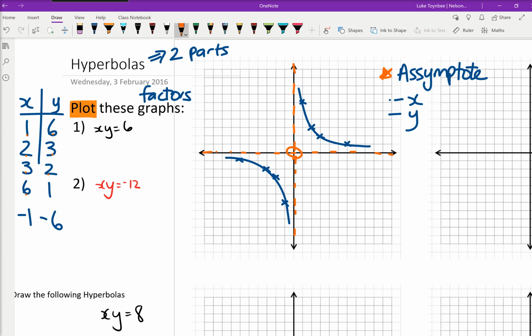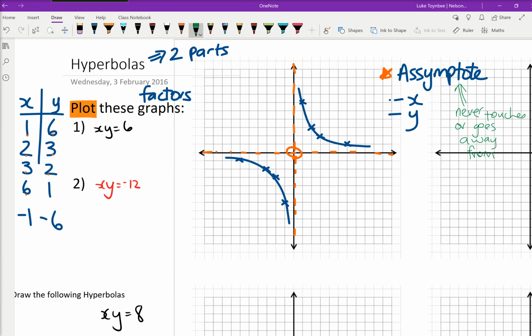Okay. Any other key points? Asymptote. Do you know what asymptote means? Never touches, or goes away from it. Have you guys seen an asymptote before? A graph with an asymptote before? Exponential graphs. Yeah, your exponential graphs have asymptotes.